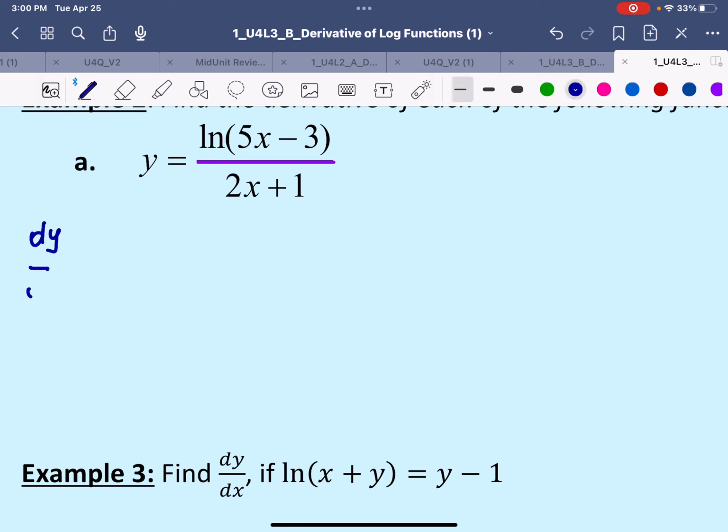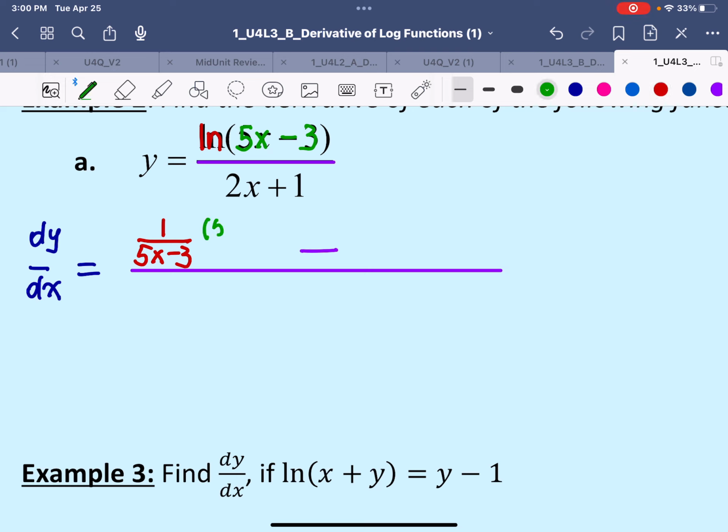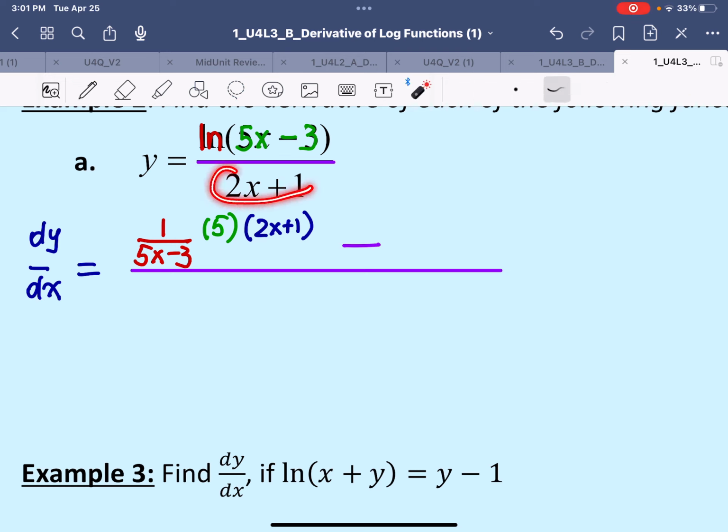So we have dy dx equals, we're still going to have the big fraction line. We have the difference of the two terms here. And the derivative of ln of 5x minus 3. So for this, we have an outside function and an inside function. So we'll have to take care of them one at a time. So that would be 1 over 5x minus 3 times the derivative of the inside, which is 5. Wait a second, we're not done yet. We've got to multiply by the denominator 2x plus 1. And then minus, so we are subtracting the derivative of the denominator, 2.